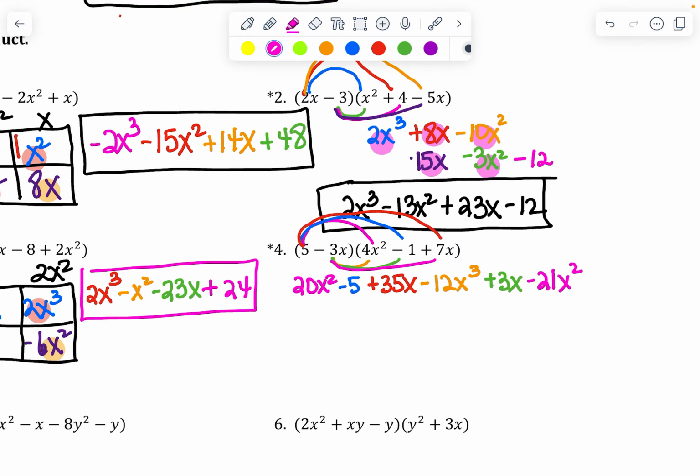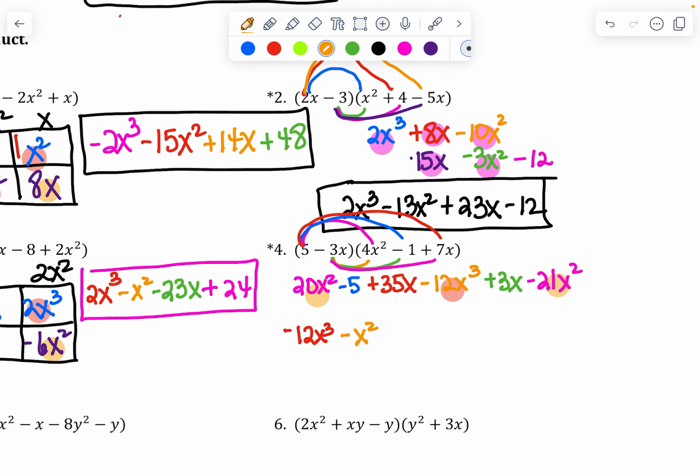So the first thing I want to combine is, let's see, what's the biggest exponent? X to the third, right here. So we're going to bring down that negative 12x to the third. Then I'm going to combine anything with an x squared, which is this one and this one. 20x squared minus 21x squared is a negative 1x squared, or just a negative x squared.